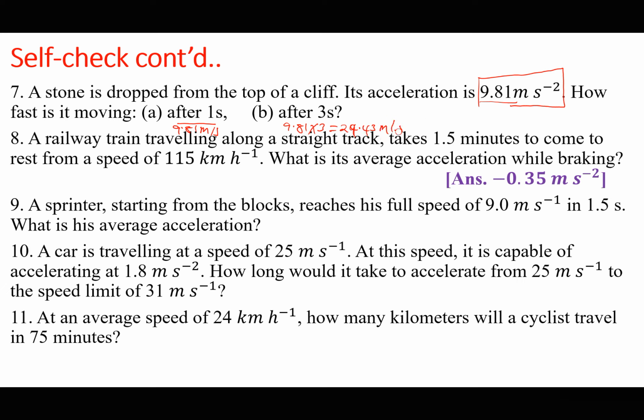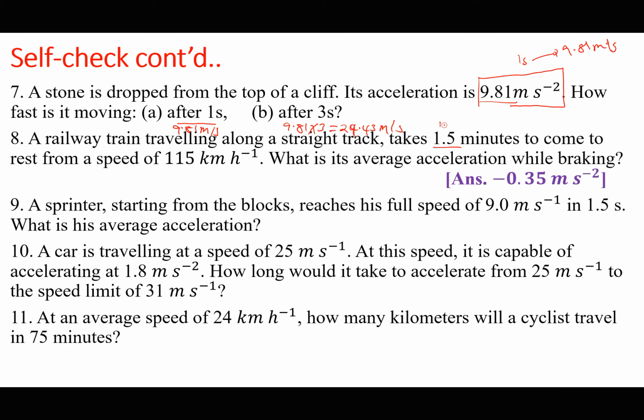29.43 meters per second. Because if we say the acceleration is 9.81 meters per second squared, it means the speed increases by 9.81 meters per second every second. So in 1 second, the speed increases by 9.81 meters per second. So after 3 seconds should be 3 times 9.81. A railway train traveling along a straight track takes 1.5 minutes to come to rest.